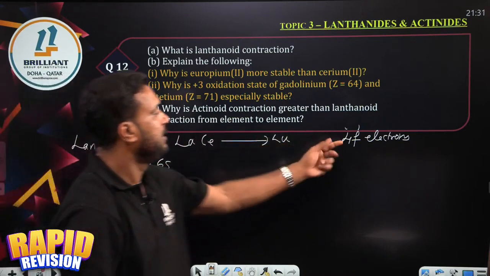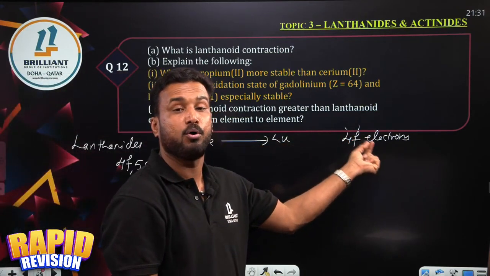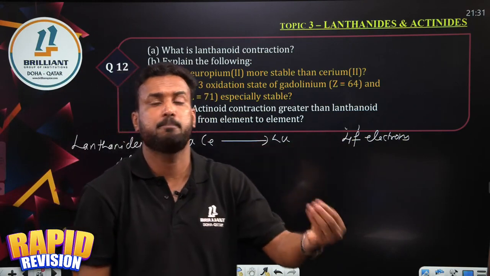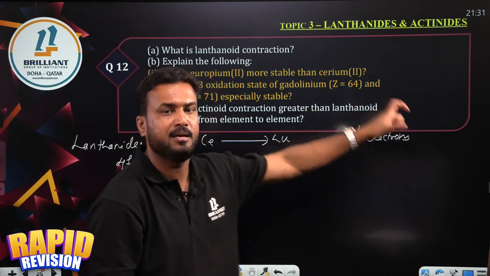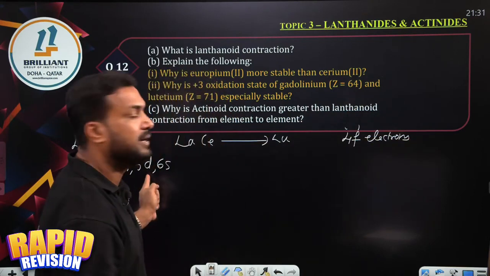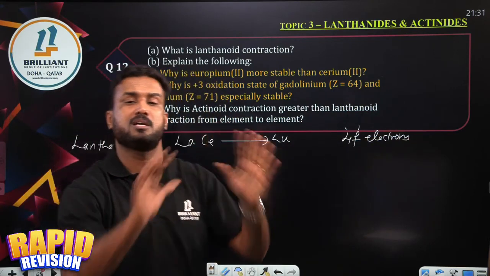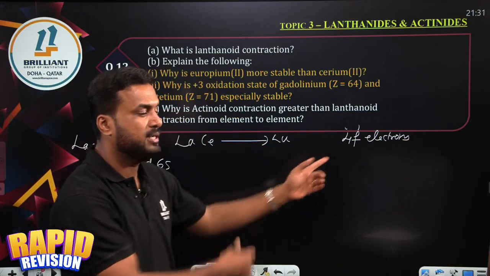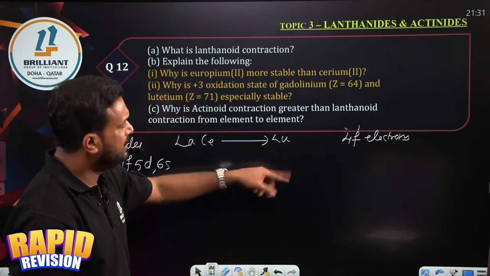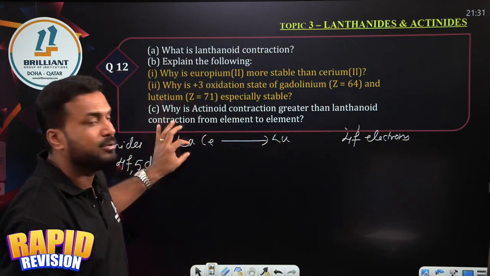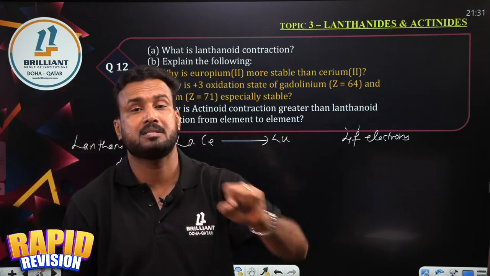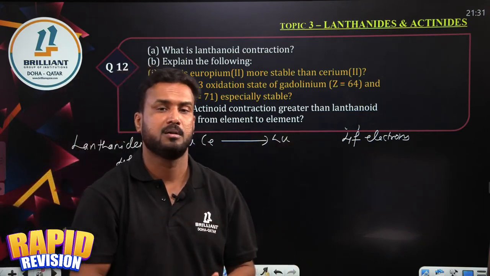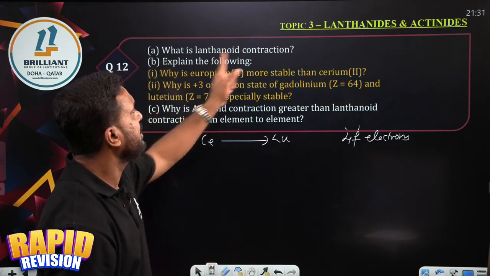So 4f electrons give only a poor shielding effect, which means 4f electrons are not giving any shielding effect to the inner 5d. So the 5d electrons are not protected because of the poor shielding effect of 4f. So there is a gradual decrease in atomic size from lanthanum to lutetium due to the poor shielding effect of 4f electrons. That gradual decrease is called lanthanide contraction.